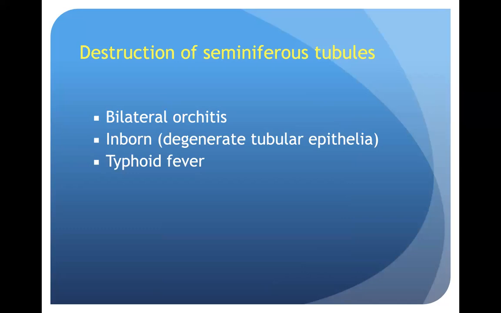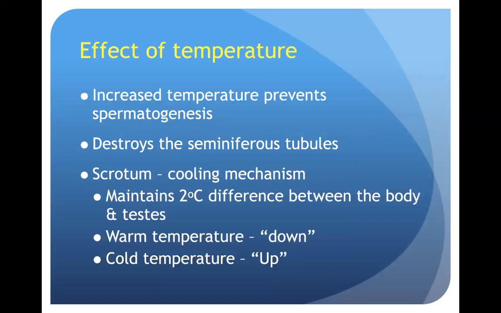Another one can be inborn. You really have a problem with the seminiferous tubules. And then another is typhoid fever. A complication can be the destruction of the seminiferous tubules, which can lead to infertility. Another one is the effect of temperature. Increased temperature prevents spermatogenesis. And prolonged exposure to an increased or hot environment can also destroy your seminiferous tubules.